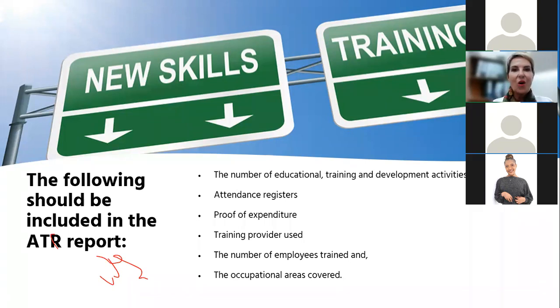It's the number of educational training and development activities that you've conducted in that year. Also, all attendance registers, all proof of expenditure. You need to submit the information around the training provider that you've used, and also the number of employees that you've trained and the occupational levels where you've trained. So I'm giving you the heads up.